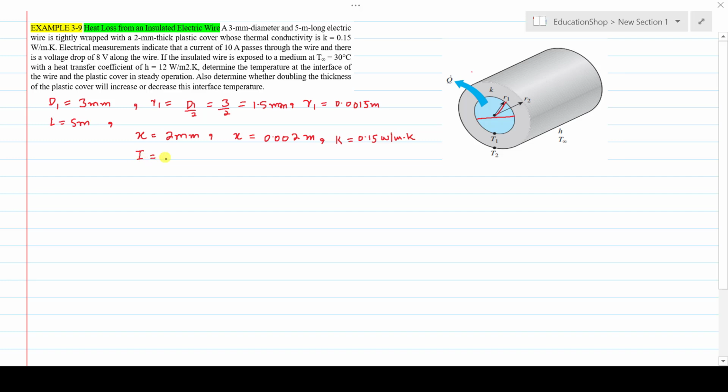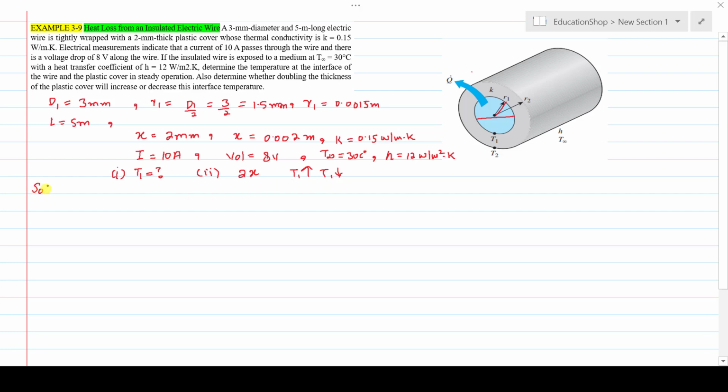The current that is flowing in the wire is 10 ampere. The voltage that is provided across this wire is 8 volt. The outside temperature is 30 centigrade, and the outside heat transfer coefficient is h, and it is 12 watt per meter square Kelvin. We need to find the temperature T1, and in the second case, if the thickness of the cover is increased two times, whether this T1 value will increase or decrease. That is our concern in the second requirement.